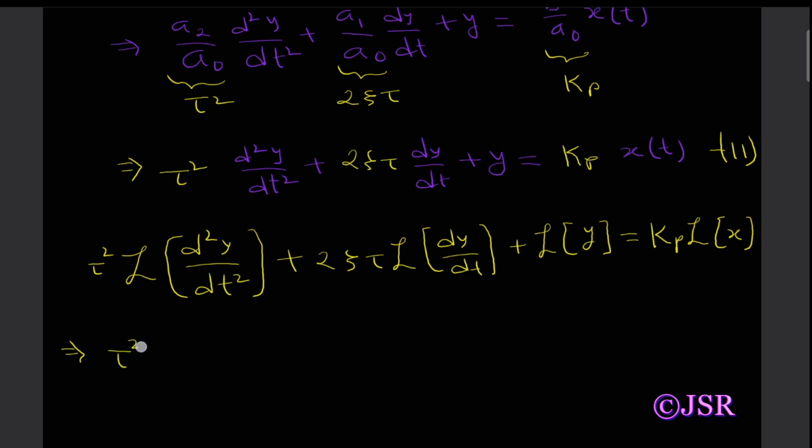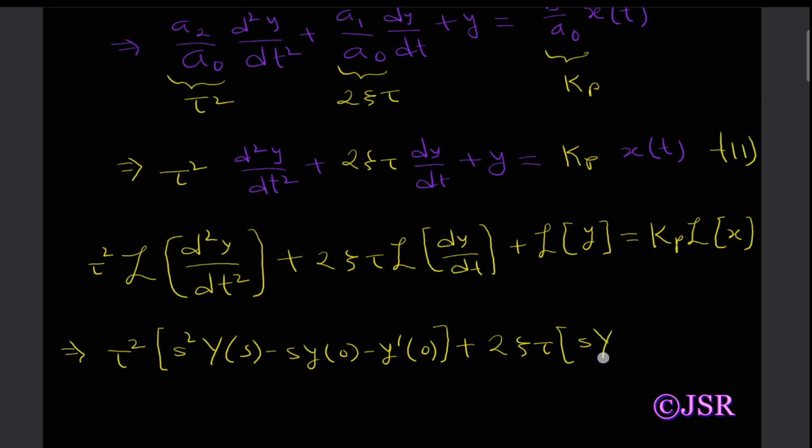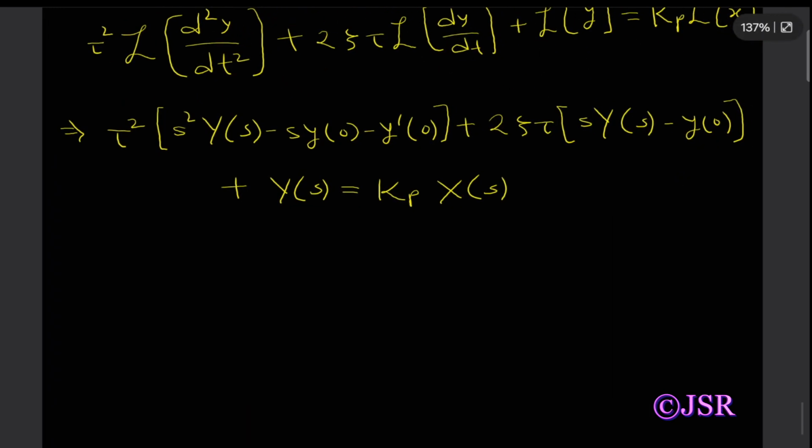So finally we will get tau square s square capital Y of s minus s small y 0 minus y prime 0 plus 2 zeta tau s capital Y of s minus small y 0 plus the Laplace transform of y equal to capital Y of s, and the Laplace transform of x is capital X of s.